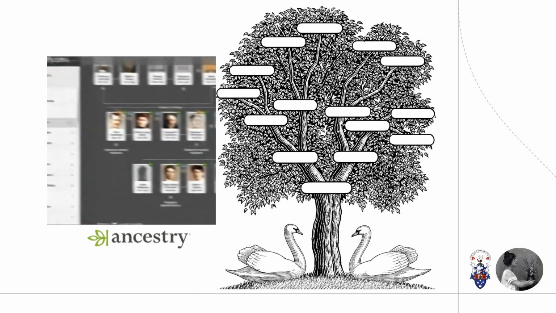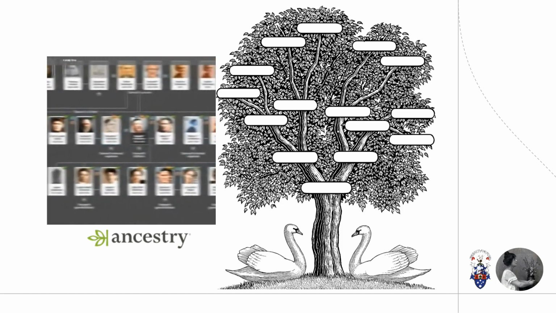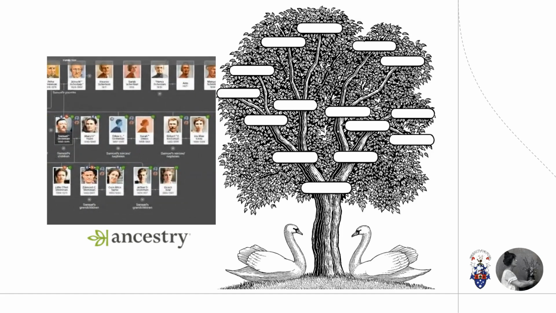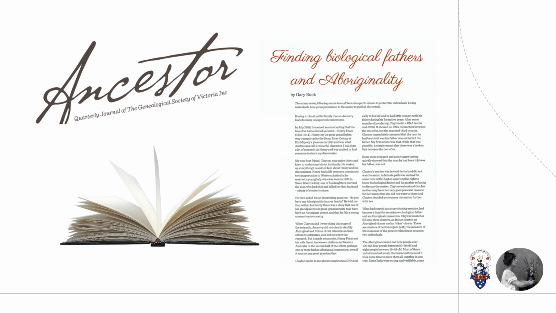Having a robust public tree on Ancestry leads to many unexpected connections. This is a story as featured in Ancestor, the magazine of the Genealogical Society of Victoria, in 2022, shared by GSV member Gary Buck. Names in this story have been changed to protect living individuals.